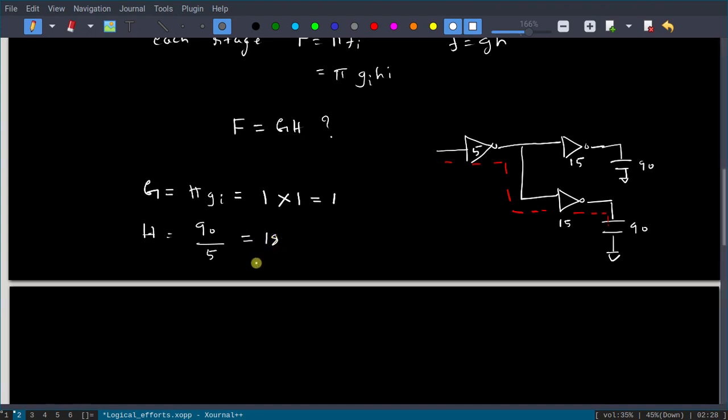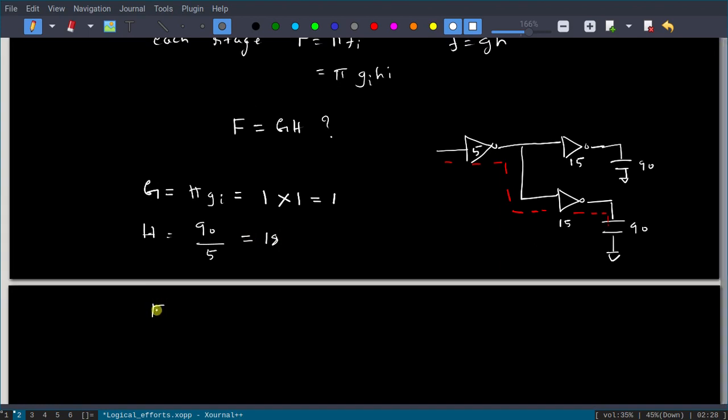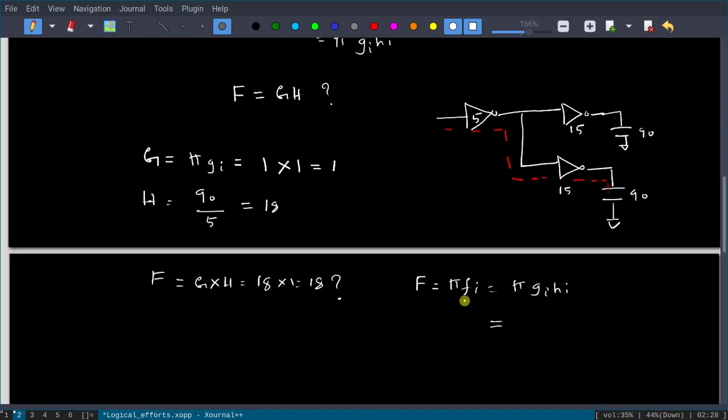Now for path effort, can we have directly G into H? That is 18 into 1 equal to 18. This is what we want to check. Now we will calculate the path effort using its original formula, that is pi fi, which is nothing but pi gi hi. So now let us see, gi hi means G1 H1. So what is G1 H1?